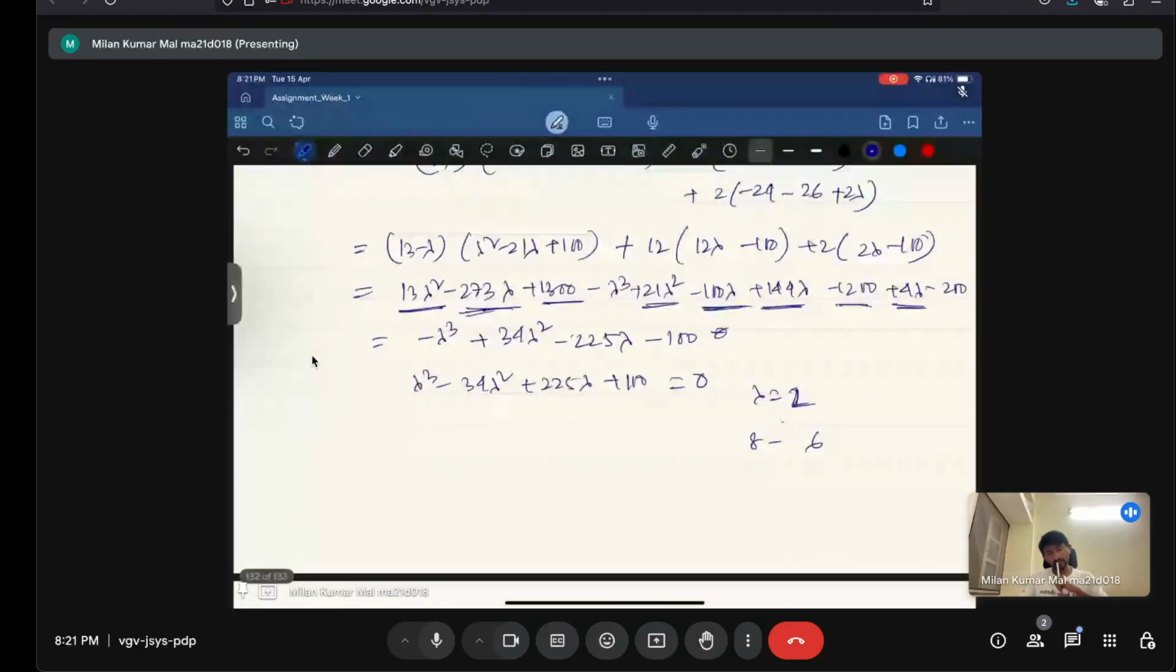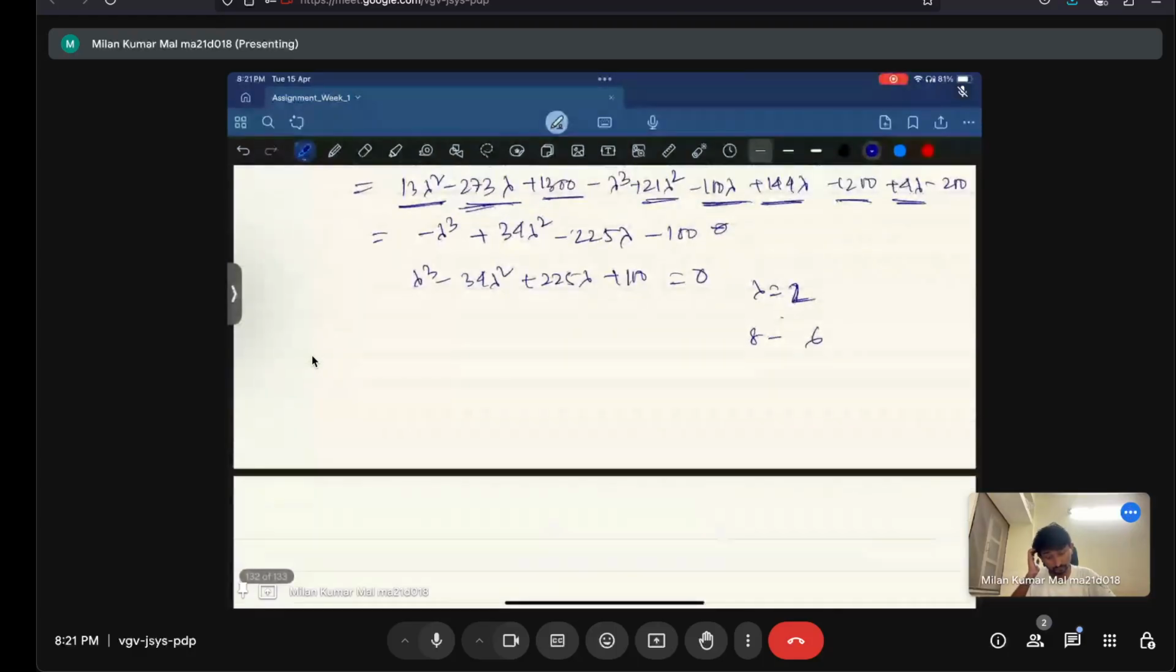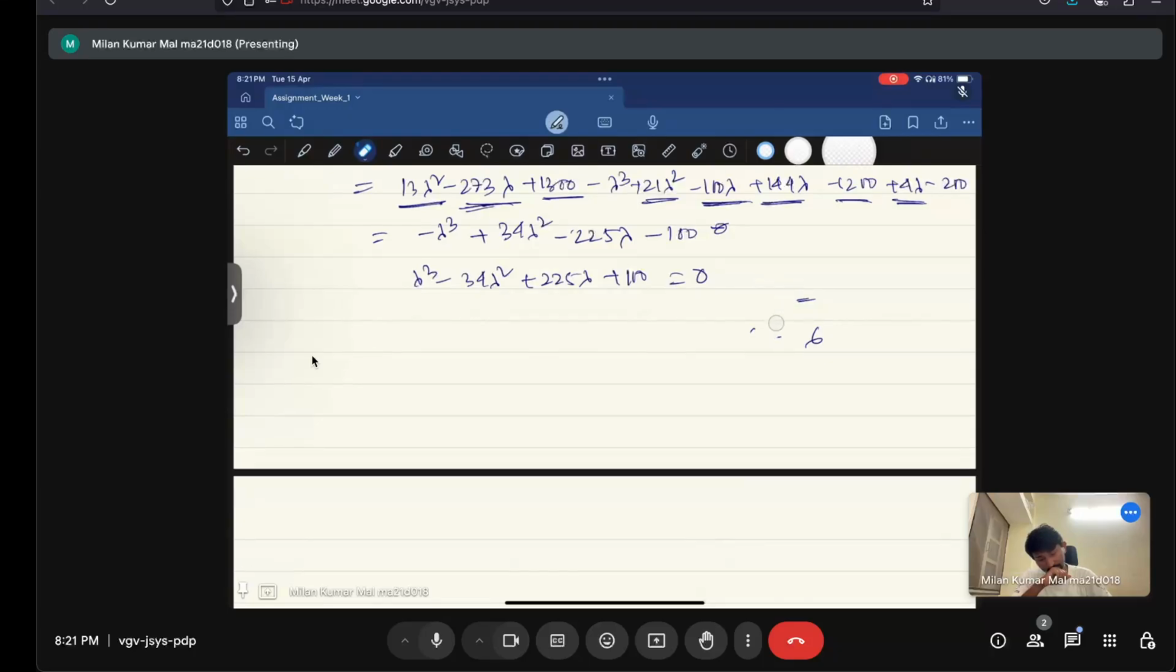I think these numbers are correct. 1200, this is 100 minus this is 100. This is correct. 1300, 1200, this is 200. This is correct, but how to get this one? What will be the solution? What will be the possible solution?